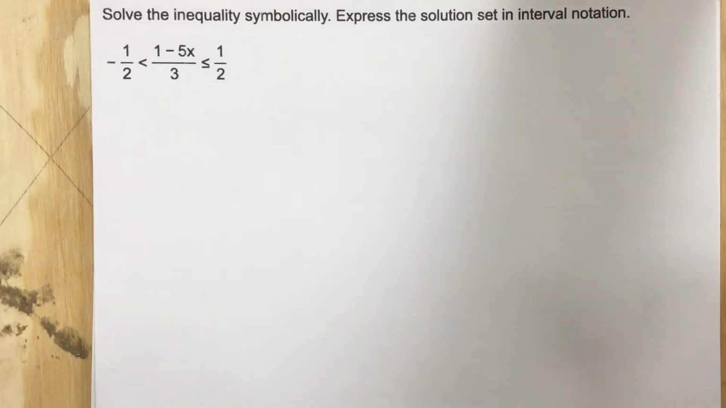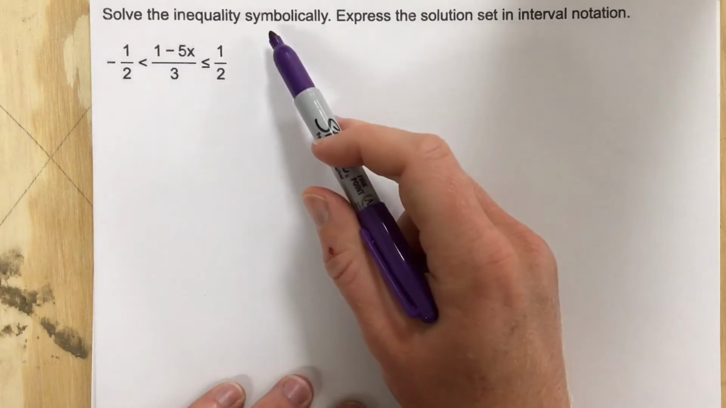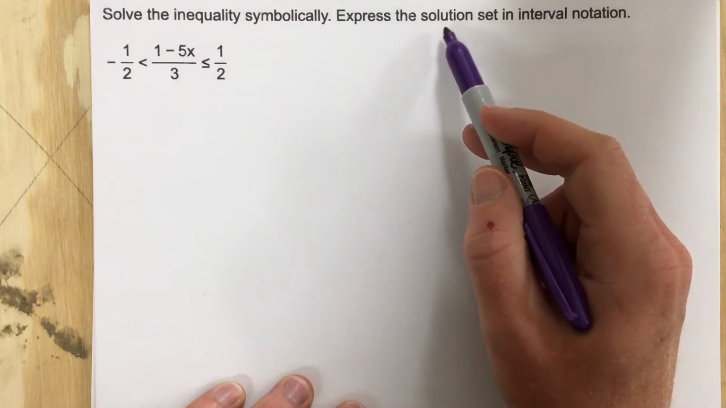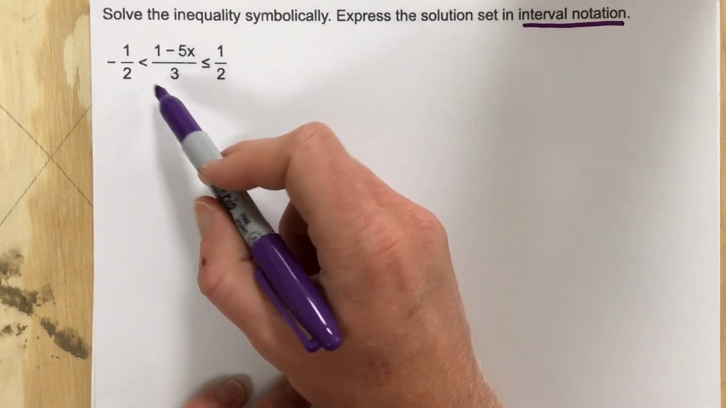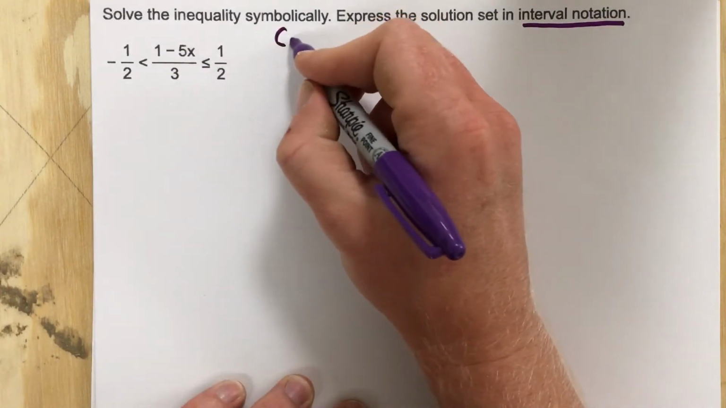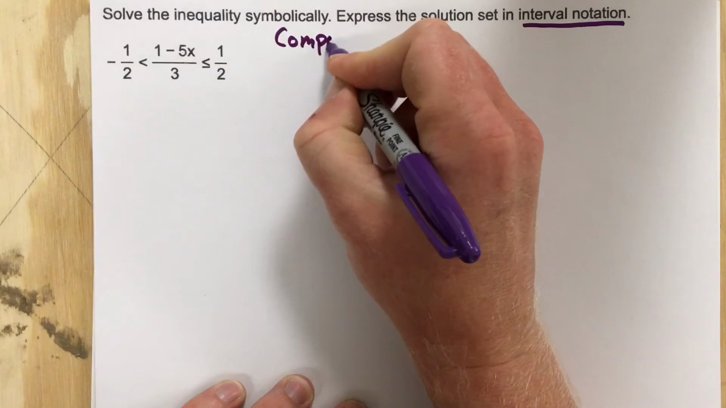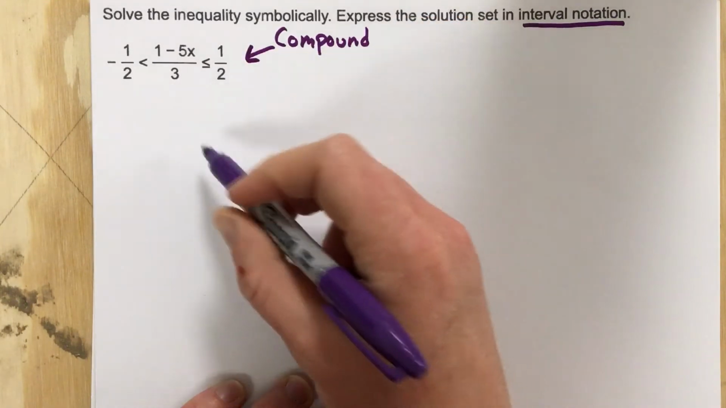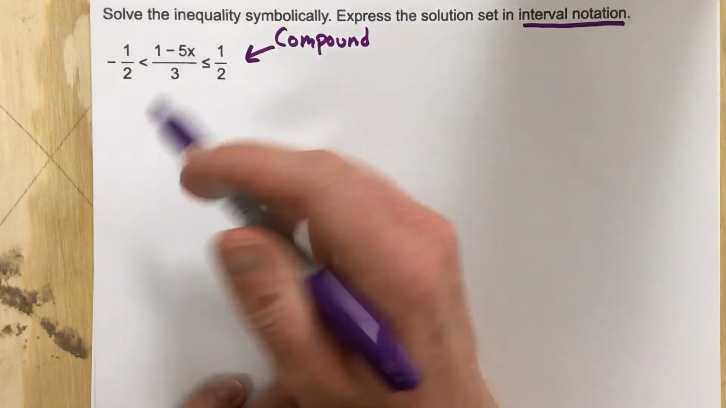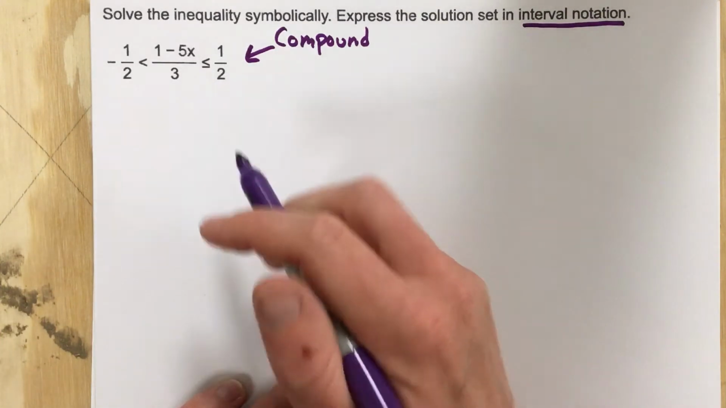This is problem number 6 for assessment number 2. In this problem it says solve the inequality symbolically, express the solution set in interval notation. They give us a compound inequality, so you need to make sure that you're able to recognize that this is compound. What makes it compound? Well, I have two inequality signs, so I have more than one inequality sign.